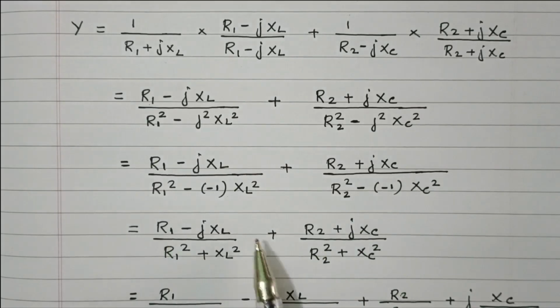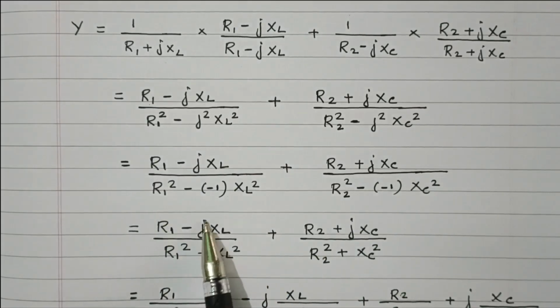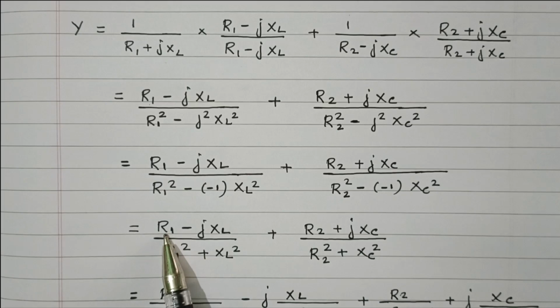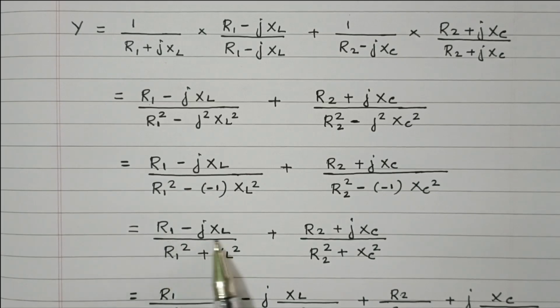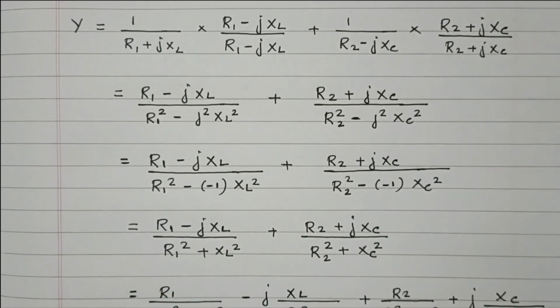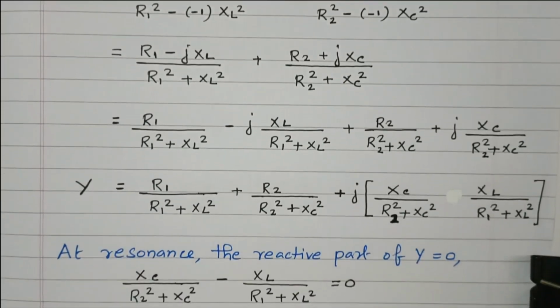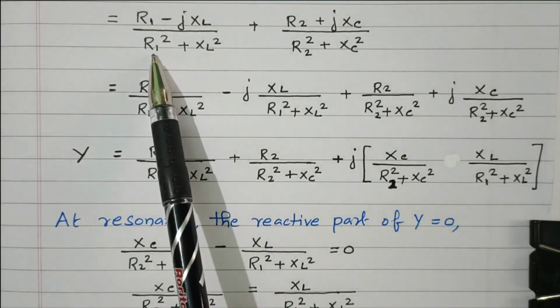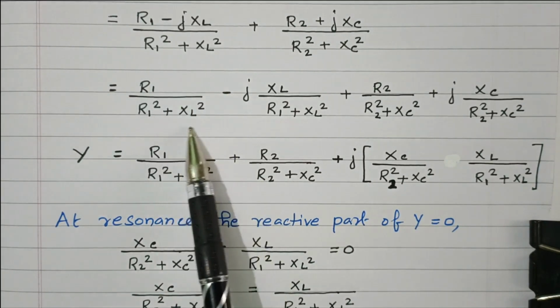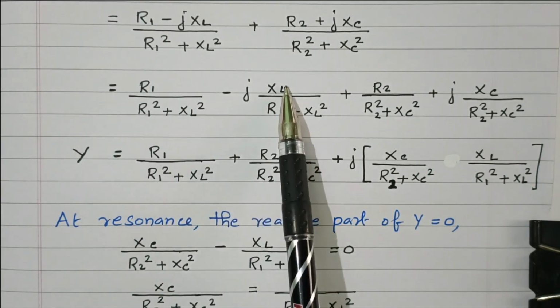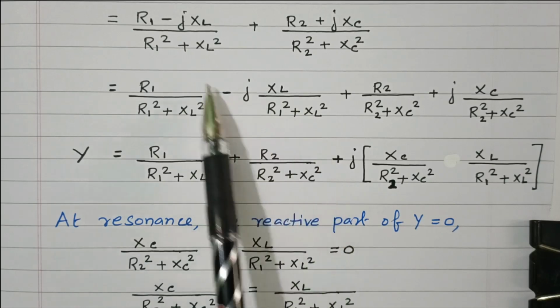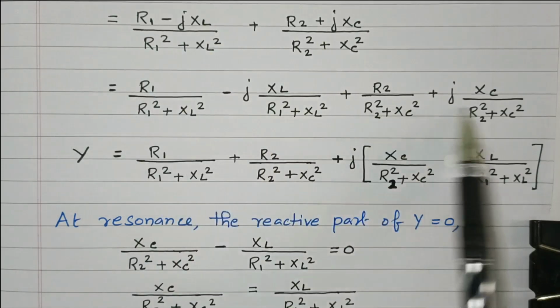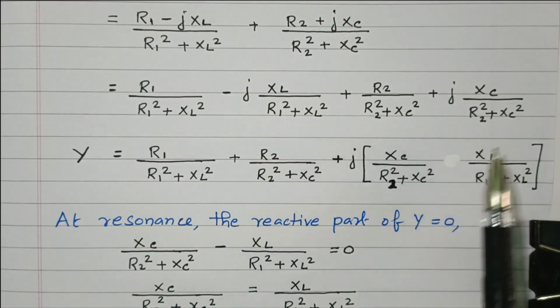Now we are going to split the terms. This is a real term and this is an imaginary term. This is a complex conjugate, with a real term and an imaginary term. We are going to split the terms. Now we'll see how to split the terms. So now it is split. R1 divided by R1 square plus XL square, minus jXL divided by R1 square plus XL square. This term is split. So here also it is split, into 4 terms.